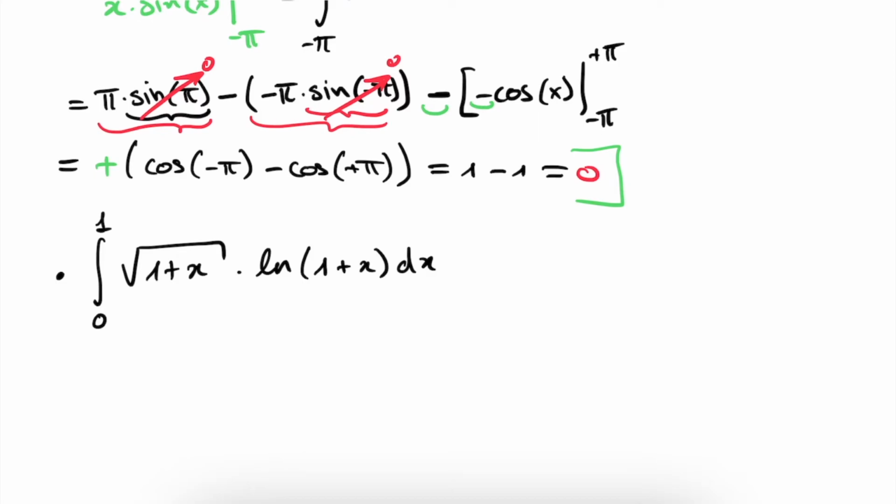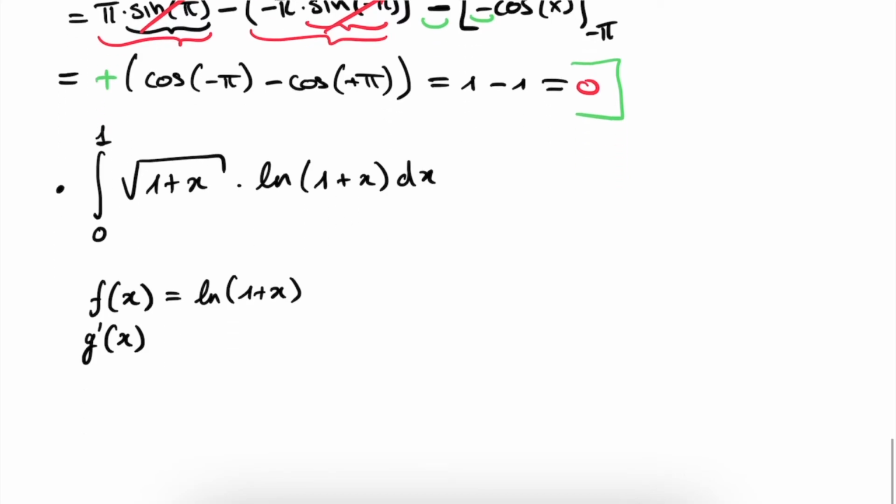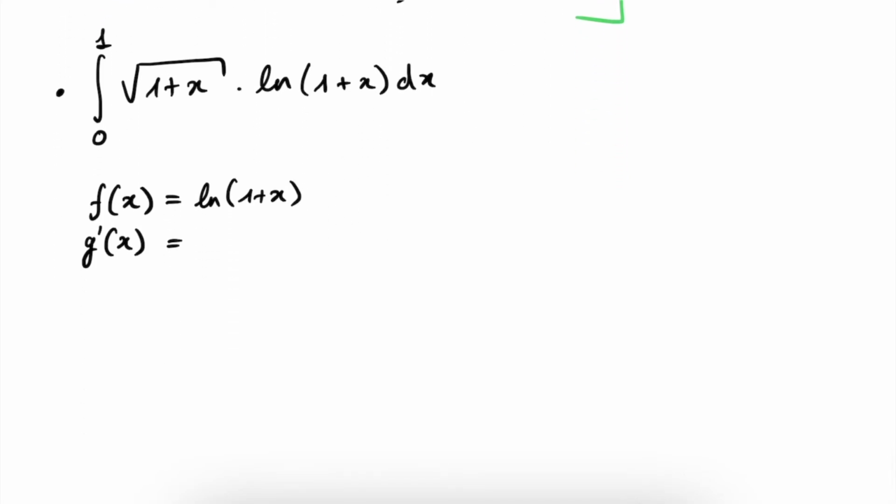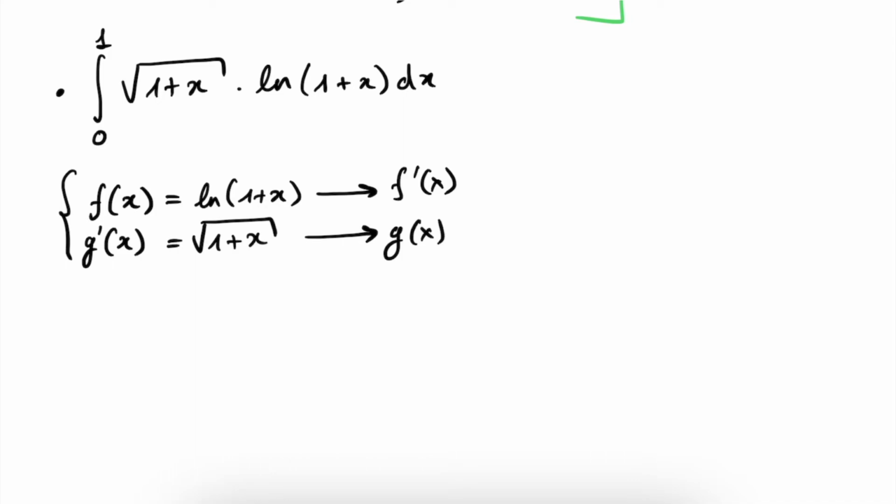And this really calls for partial integration. And the first step of partial integration is to identify our functions f of x and g prime of x. In this case, f of x will be ln of 1 plus x, because from this function we easily know the derivative. This means, of course, that our g prime of x will be the square root of 1 plus x. The second step is to get our f prime, so the derivative of f of x, and g of x, so the antiderivative of g prime of x.